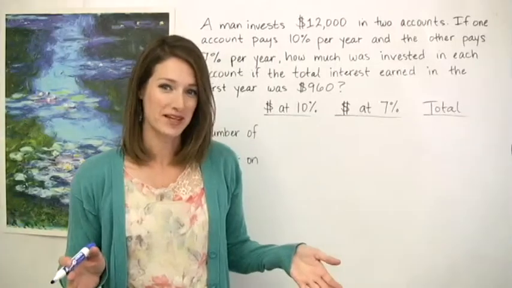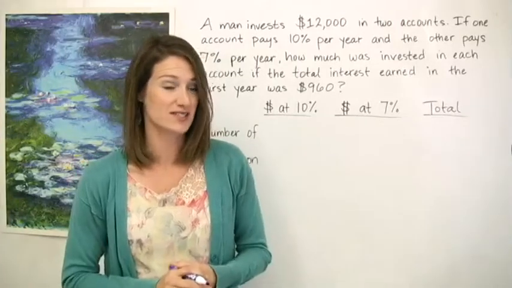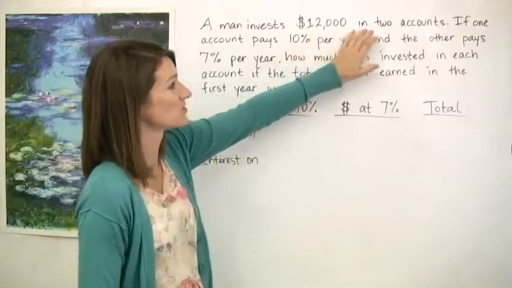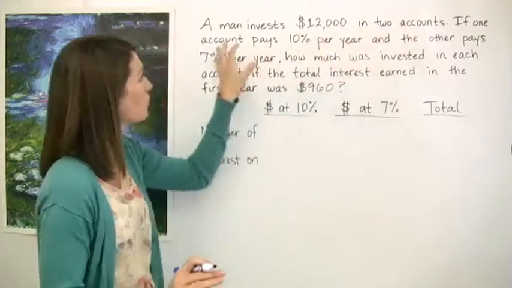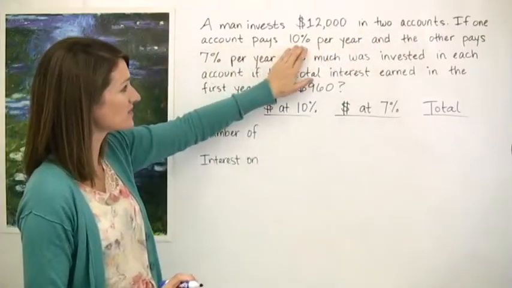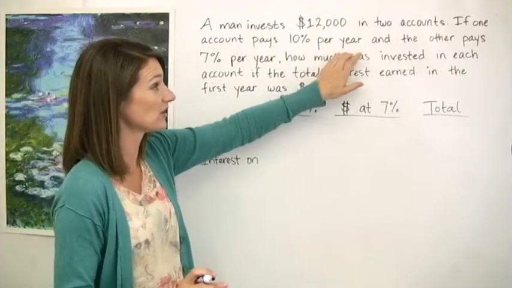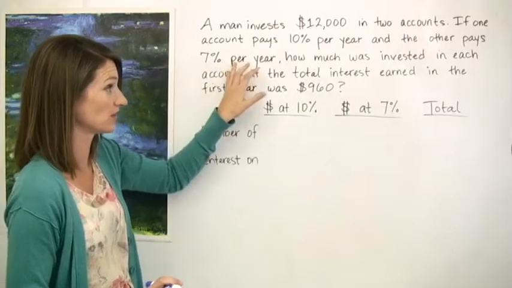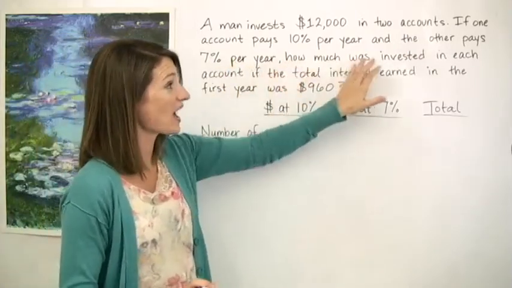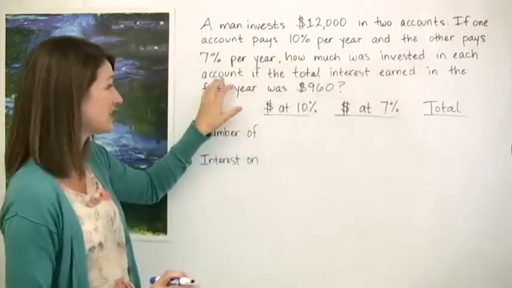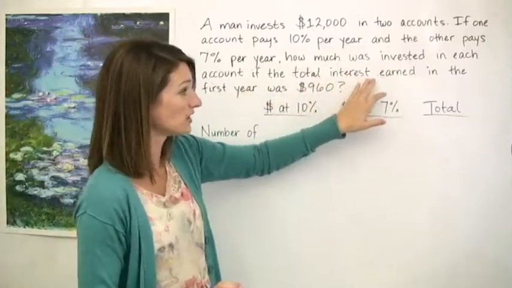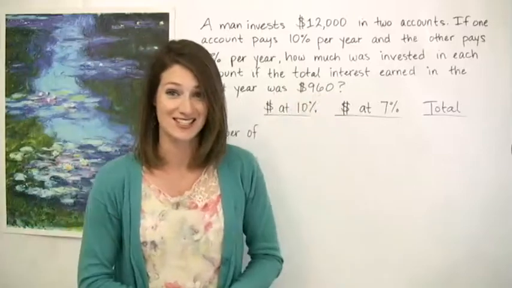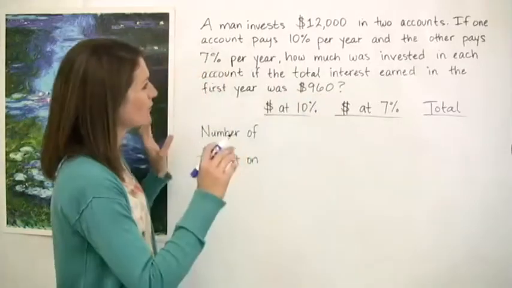So let's work an application problem that involves interest. This problem says a man invests $12,000 in 2 accounts. If one account pays 10% interest per year and the other account pays 7% interest per year, the question asks us how much was invested in each account if the total interest earned in the first year was $960. So we've read our problem.